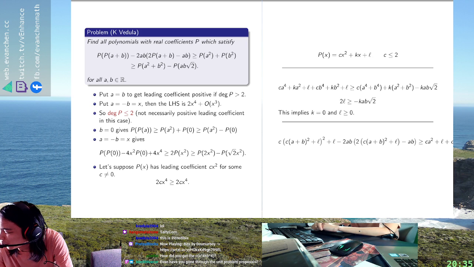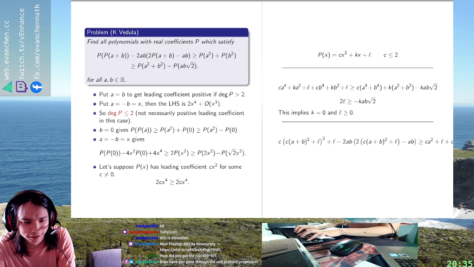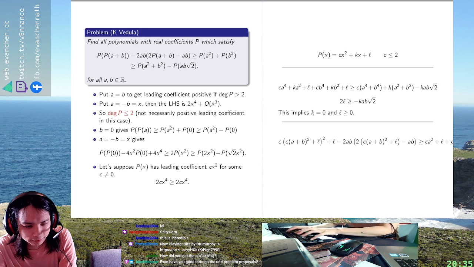Okay, so what is this? Oh my lord. I've just got to group c and L, alright? So c squared, A plus B squared, plus c times... No, actually that's not what I want to do.